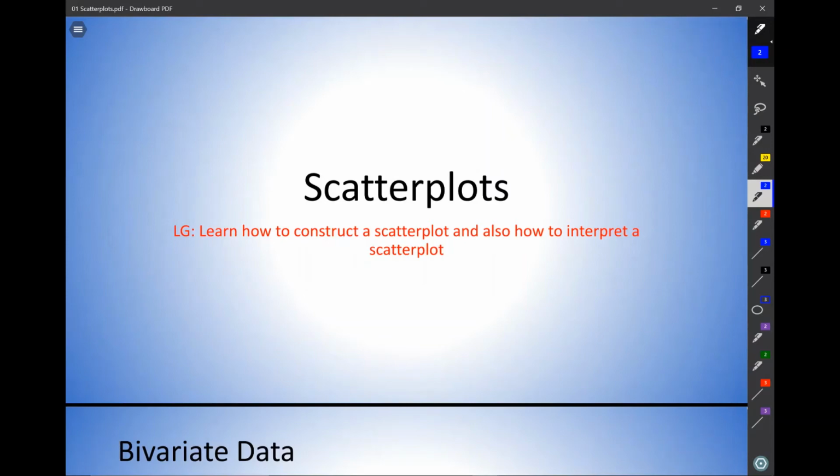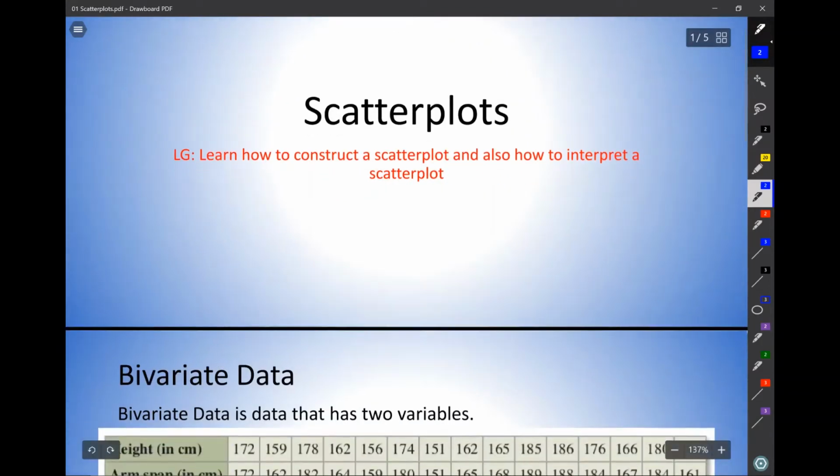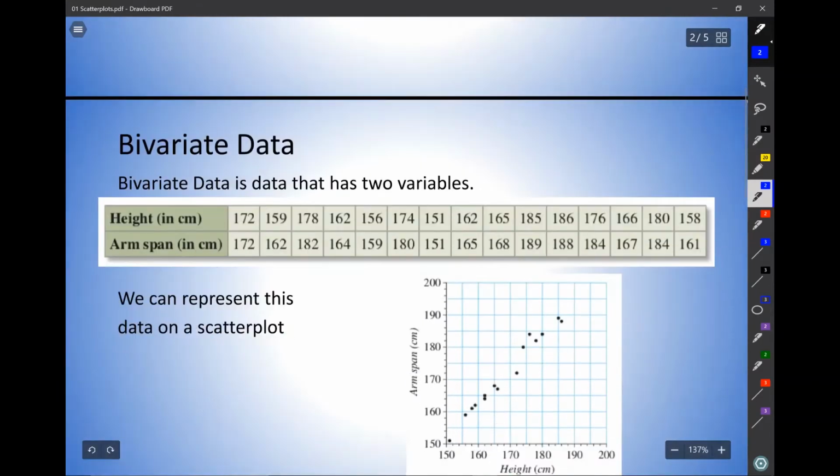Hey guys, today we're going to be starting a new unit on bivariate data analysis. We'll come to exactly what that means in a minute, but specifically what we're going to be looking at today is something called scatterplots, and this is a way that we can visually represent information. We'll see exactly what that means in a second.